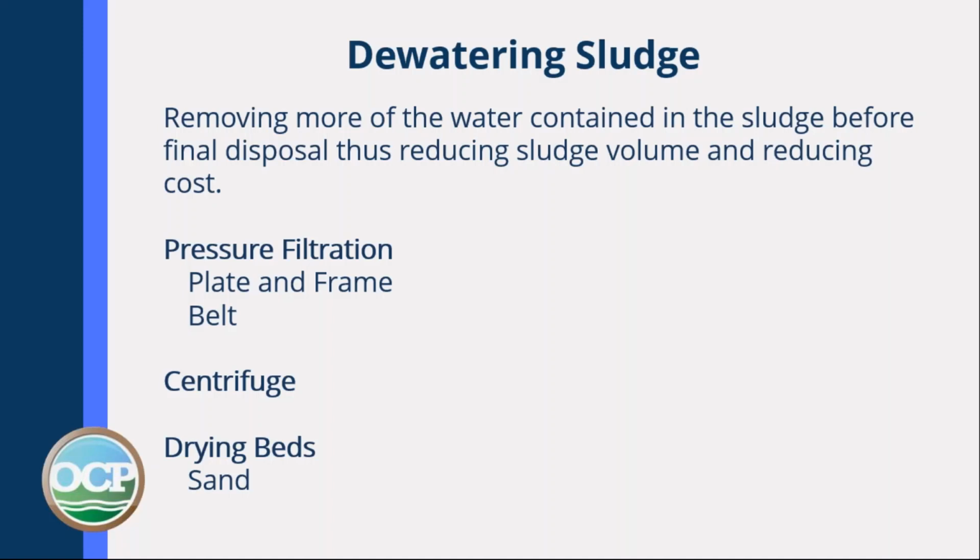You can either use pressure filtration with plate and frame filters or belt filters. You can centrifuge the sludge to remove the water, or you can use sand drying beds.